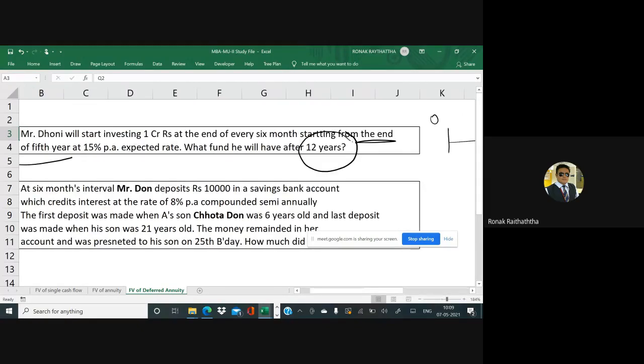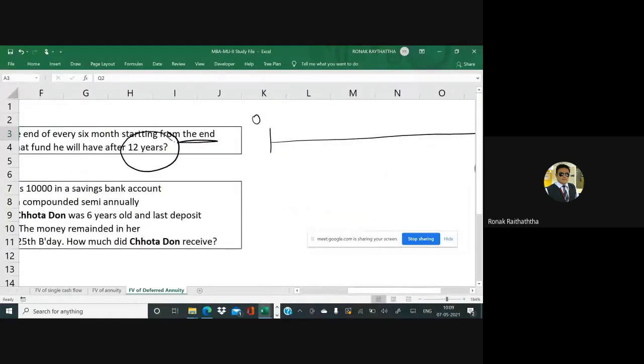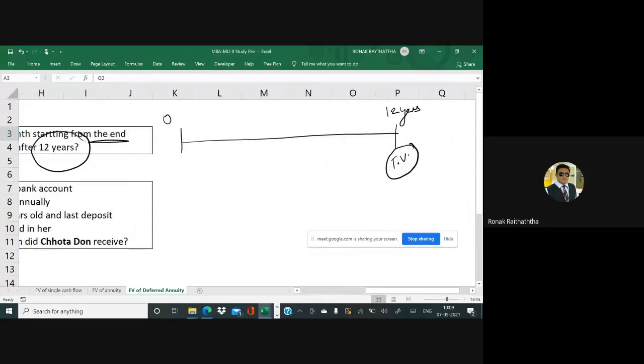Now, my friend, this investment is made at the end of every 6 months. So the annuity frequency is 6 months, right? So say year number 1 is getting over here. Year number 1 would have 2 parts. One part would be the end of the first 6 months. Another part would be the end of the second 6 months. Similarly, year number 2 would have elapsed.